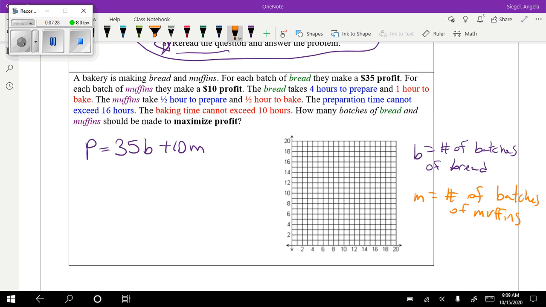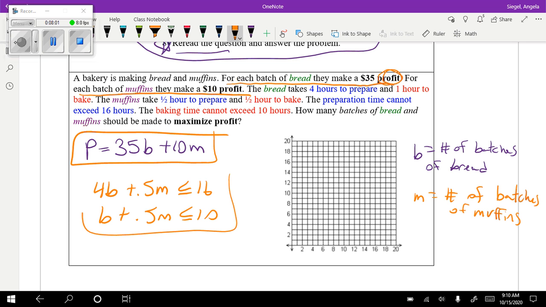Okay, so I just wanted to point out the objective function. It's usually pretty easy to find. A lot of times it has to do with profit. Each batch of bread they make is $35 profit, and each batch of muffins they make is $10 profit. Again, we're focusing on the profit, so this is going to be my objective function. The rest of the word problem, we're going to create those inequalities from it. So see if you can find those.